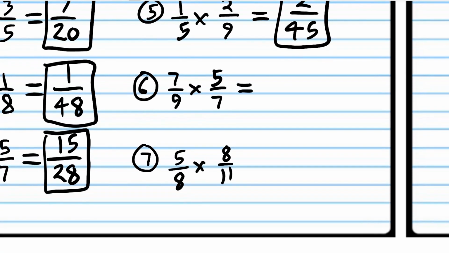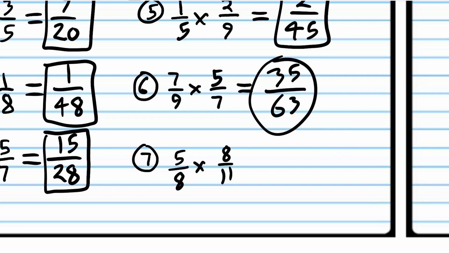This one's going to be a little bit different. If we multiply across, 7 times 5 is 35. 9 times 7 is 63, but the problem here is this fraction can be reduced. This fraction is not in lowest terms. We learned that in class, I think it was 11. Again, you always have to reduce your fractions.